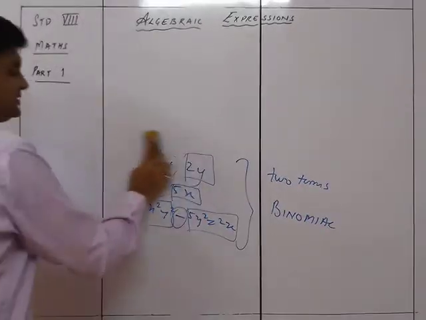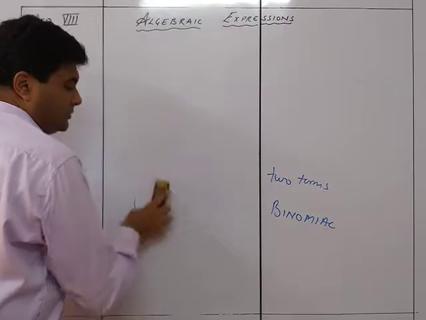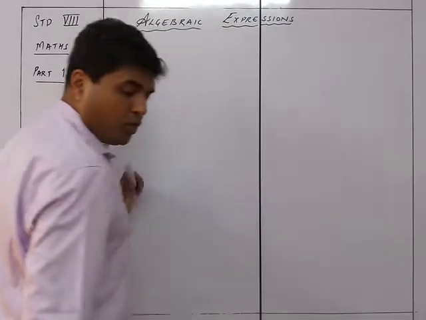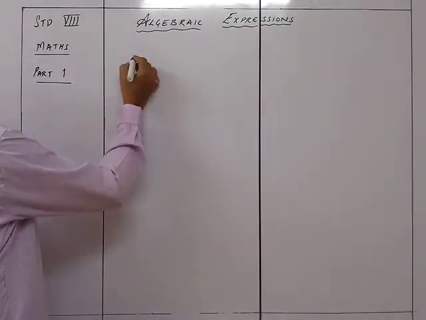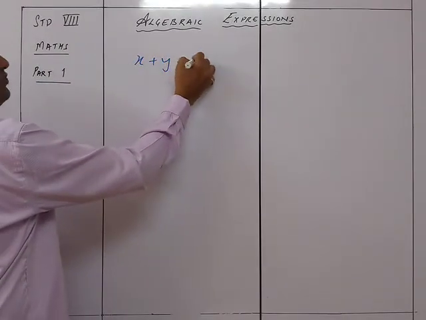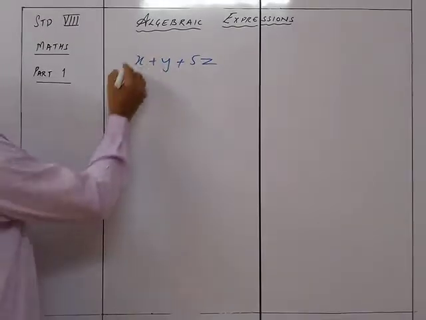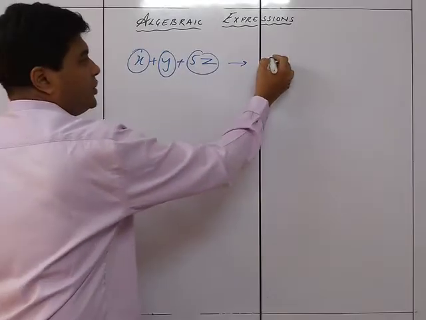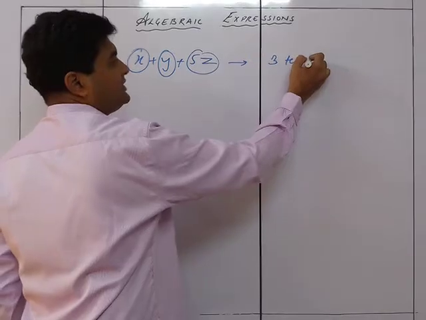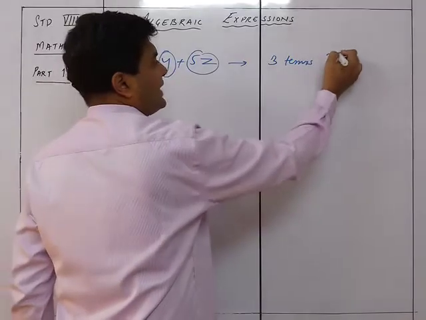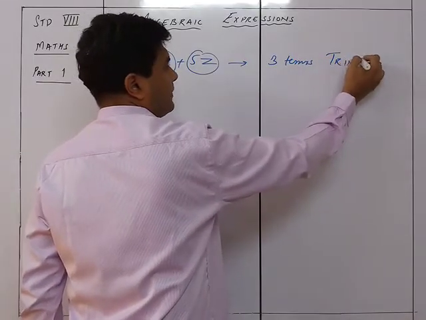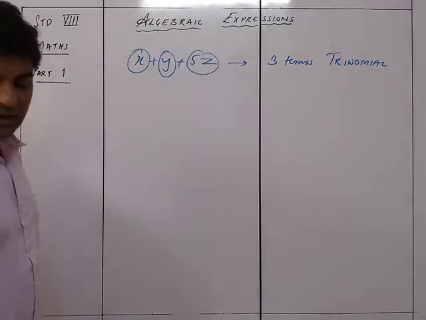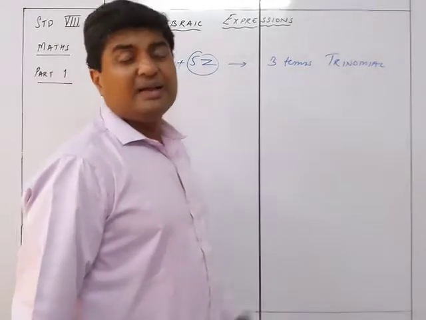Now it so happens that the number of terms being separated by an addition or subtraction sign can be more than 2. Like x plus y plus 5z, there are 3 terms: 1 term, 2 terms and 3 terms. Then this is called a trinomial. A trinomial has 3 terms.